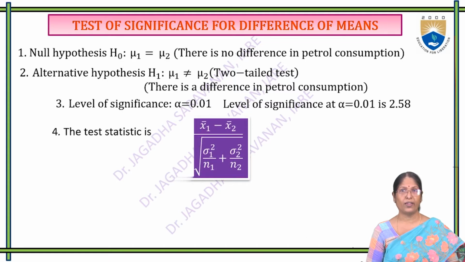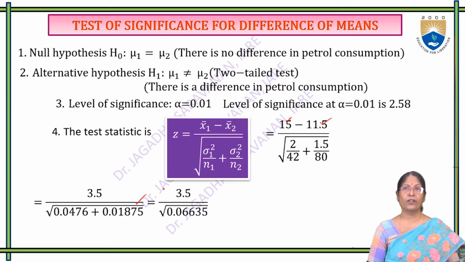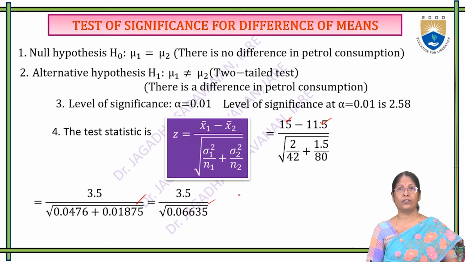So the test statistic is z equal to x1 bar minus x2 bar divided by the square root of sigma 1 square by n1 plus sigma 2 square by n2. So we can substitute in the respective places. x1 bar is 15, x2 bar is 11.5, divided by the square root of 2 by 42 plus 1.5 by 80. So the numerator is 3.5, divided by the square root of 0.0476 plus 0.01875. So the fraction we obtained is 3.5 divided by the square root of 0.06635.